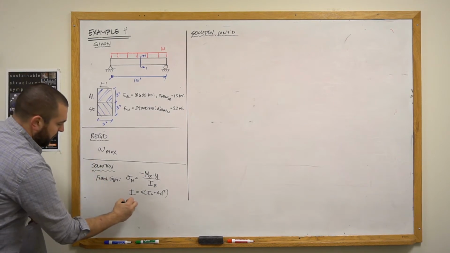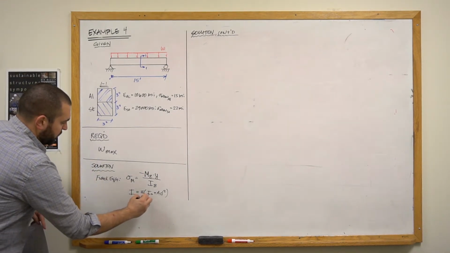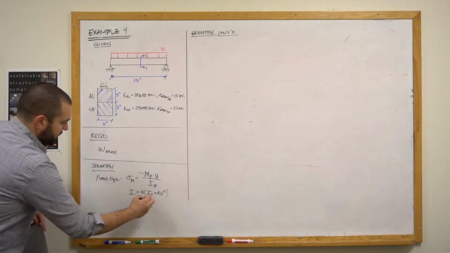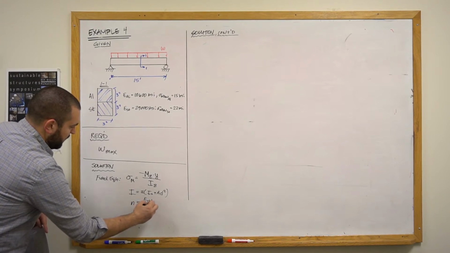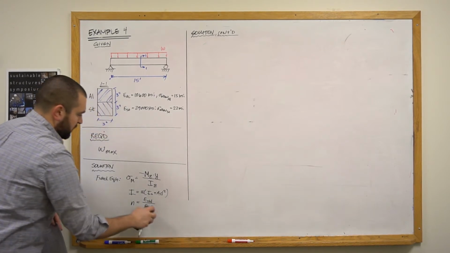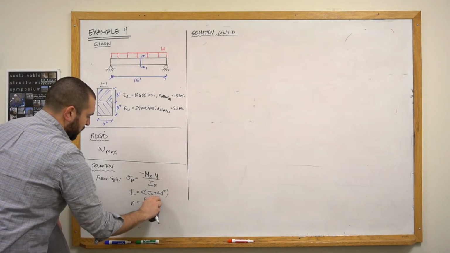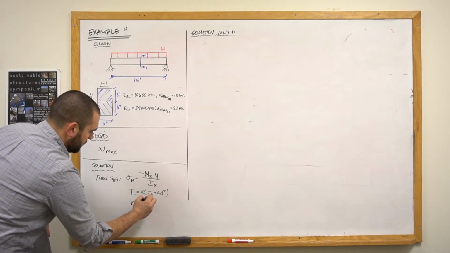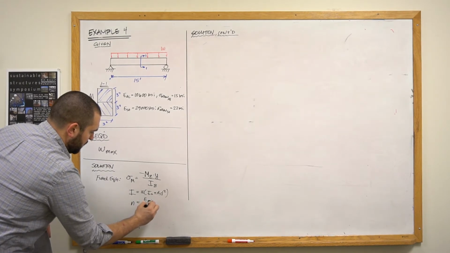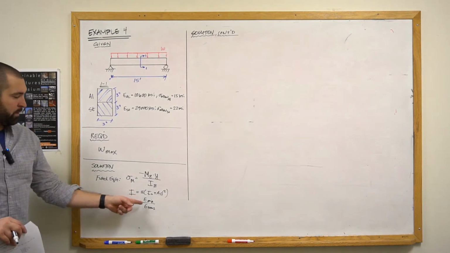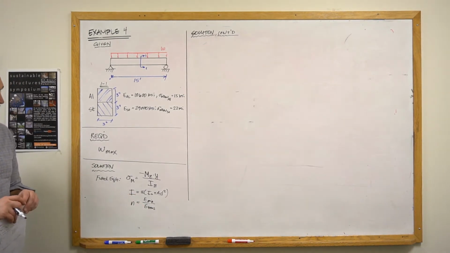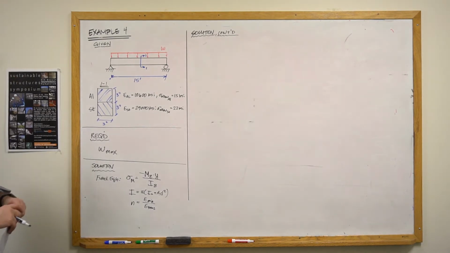And I'll even put down the transformation factor as well. n equals E old divided by E new, or maybe E original, E transformed. Whichever way you want to think about it, it's the modulus of the original material divided by the modulus of the material that you're replacing it with, which is what we call our modular ratio. And I think that's all we need.